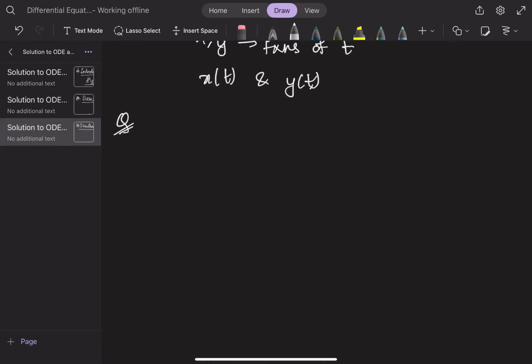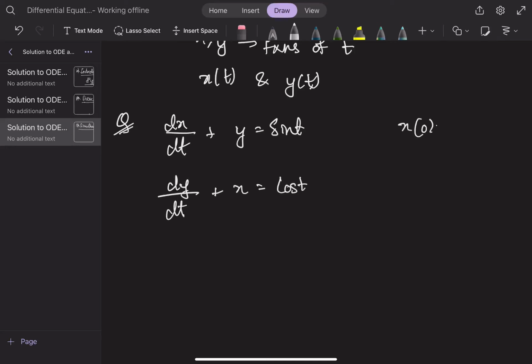Suppose you have dx/dt plus y is equal to sin t, and dy/dt plus x is equal to cos t. And you are given x(0) is 0 and y(0) is 2.